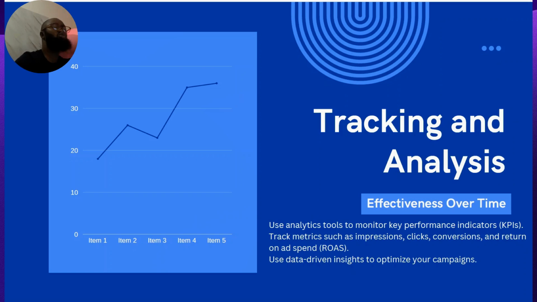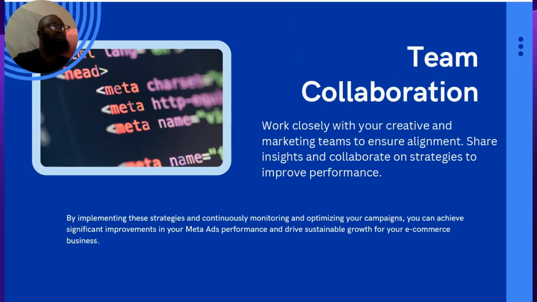So that is how to use analytics to monitor key performance indicators and also track metrics such as impressions, clicks, conversions, and return on ad spend. By using data-driven insights to optimize your ad campaigns, I bet you are going to be getting very good results. Also, there must be collaboration between the teams.